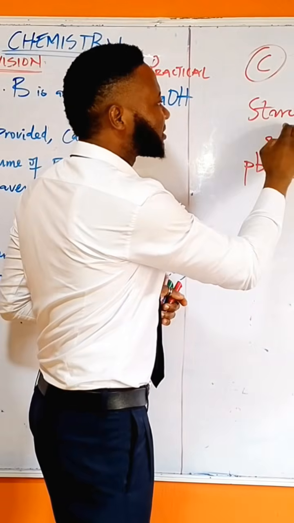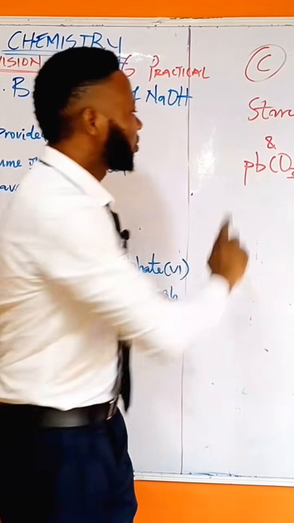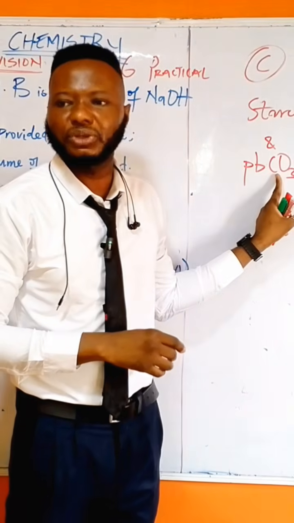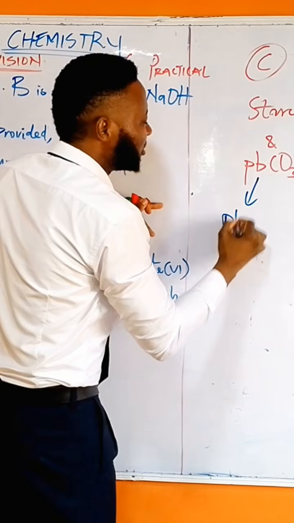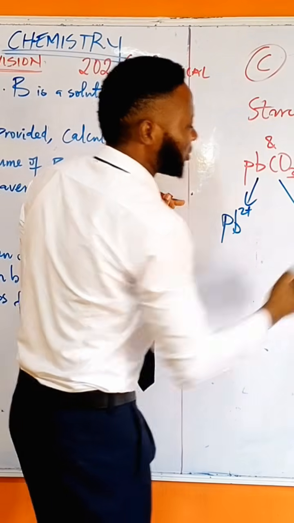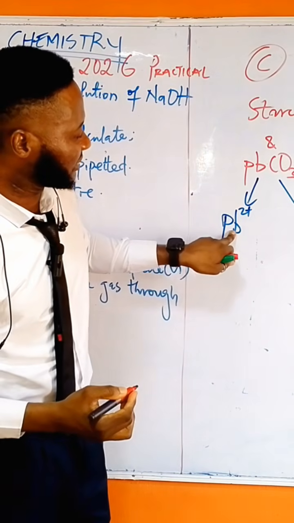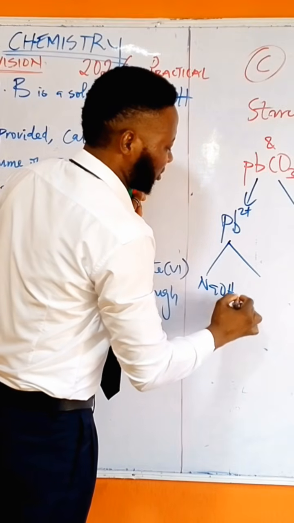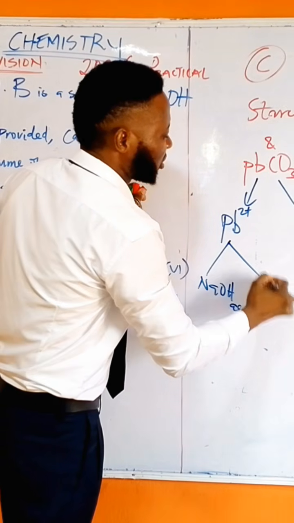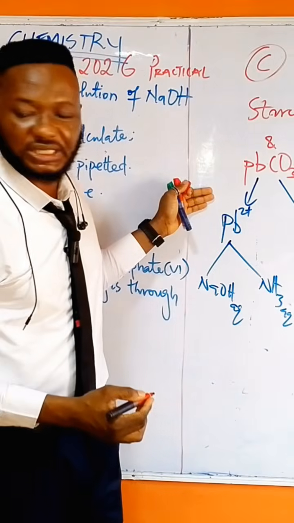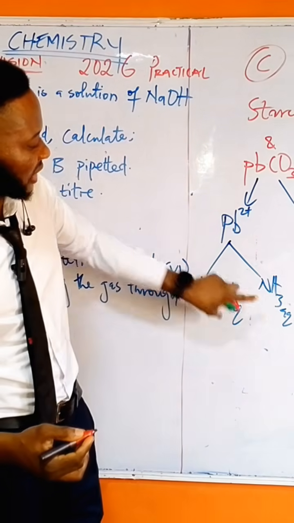So for starch, we are going to test for starch. We are going to test for lead. We are going to test for lead carbonate. So we have Pb2+ here. So we also have what? CO3 2-. So we'll be testing for lead by using sodium hydroxide and ammonia, right? We've already done this one, aqueous NaOH. Then we also use NH3 for the same test for this one here. So we'll be using this to test for this one.